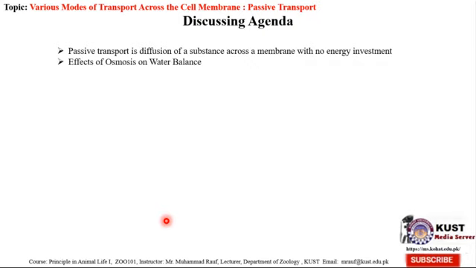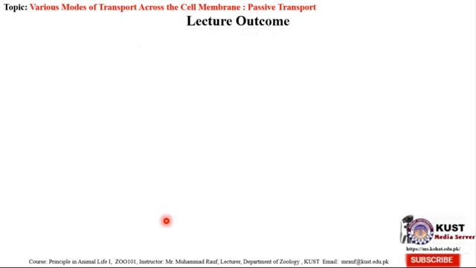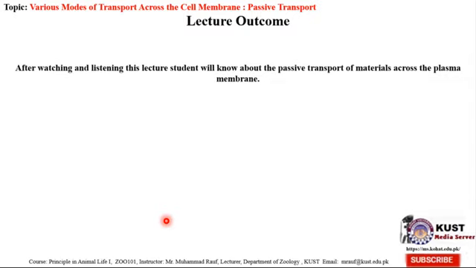Effects of osmosis on water balance of cells without cell walls, and facilitated diffusion, passive transport aided by proteins. Lecture outcome: after watching and listening to this lecture, students will know about the passive transport of materials across the plasma membrane.